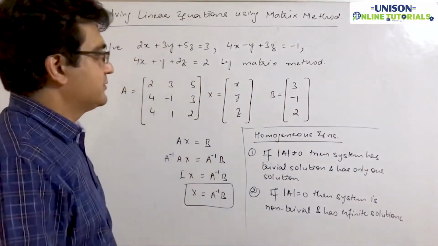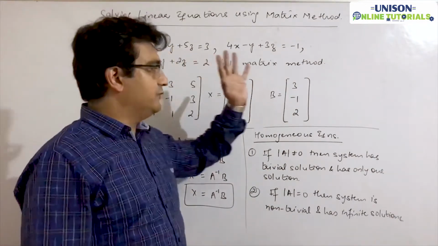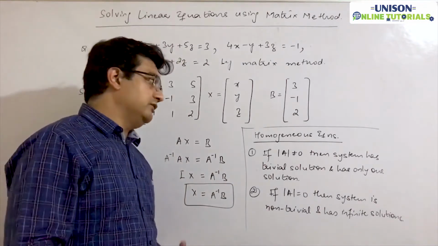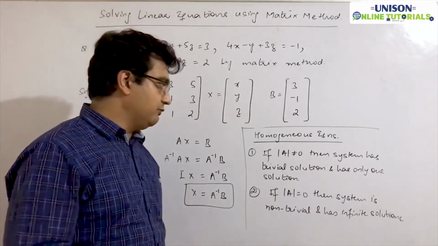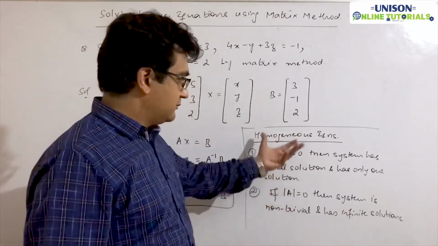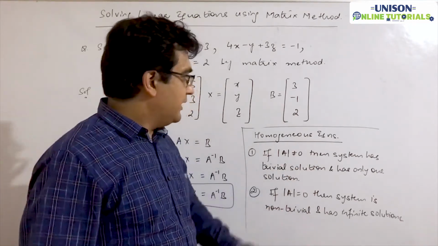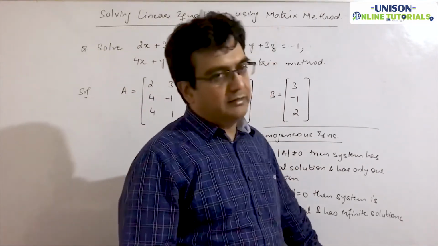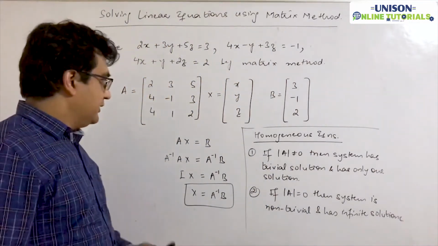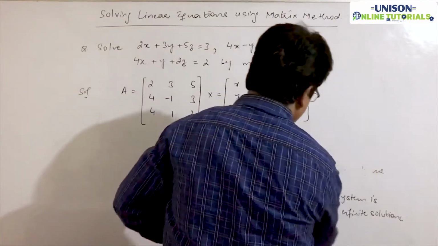So these are the two parts. One is homogeneous equations, in which every equation will be equal to 0, and one is non-homogeneous, in which at least one of the equations should not be equal to 0. So homogeneous will be solved by this rule, and non-homogeneous will be solved by the rules we have just written. So let's now here, these are non-homogeneous equations.